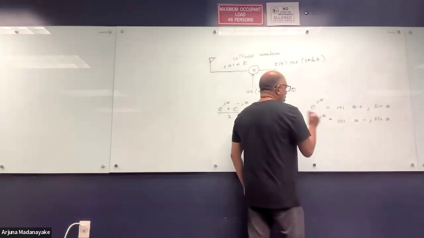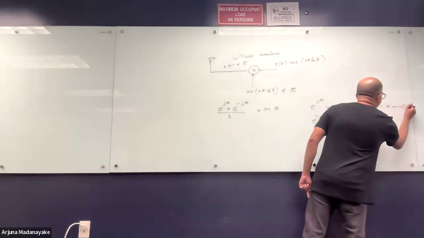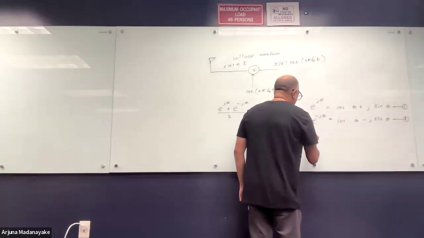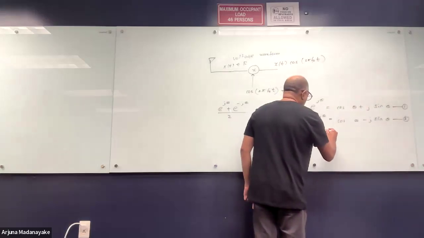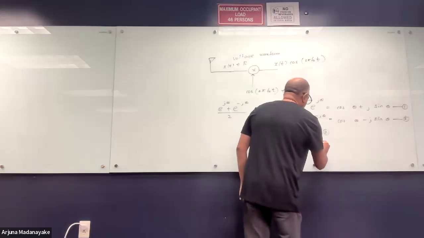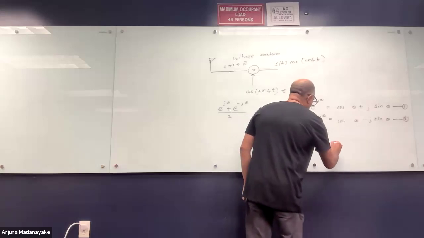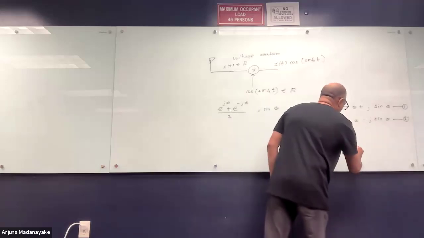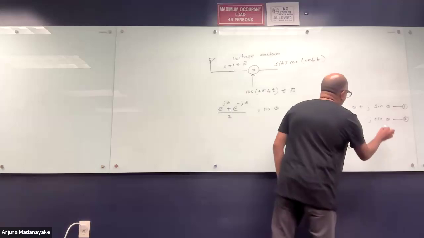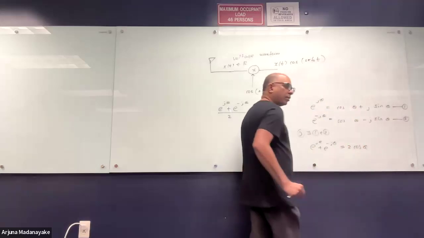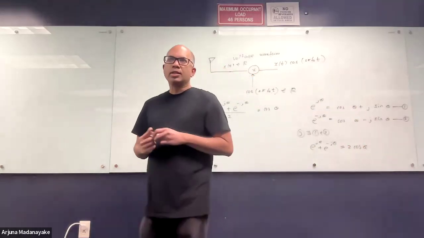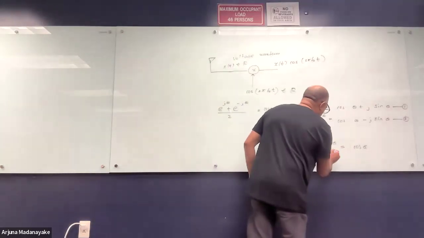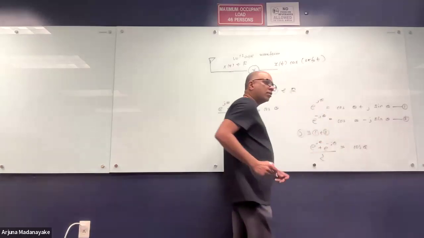So if I take this as the first equation, this as the second equation, and say 3 is the sum of 1 and 2, I get e to the j theta plus e to the negative j theta is equal to 2 times cos theta, and this plus and minus cancels off. The sine part cancels off, right? So I can bring this 2 to the bottom, and voila.